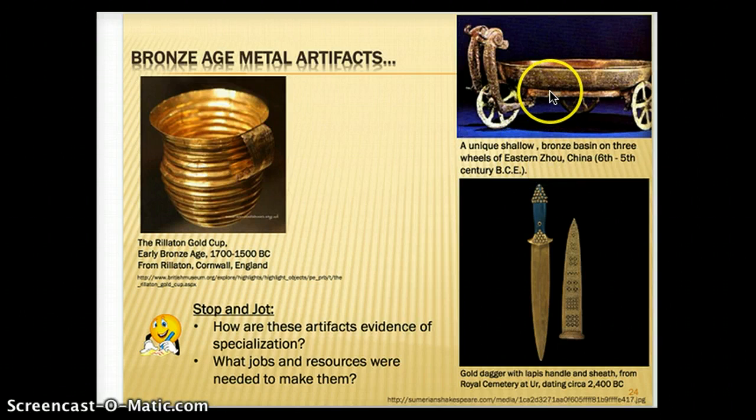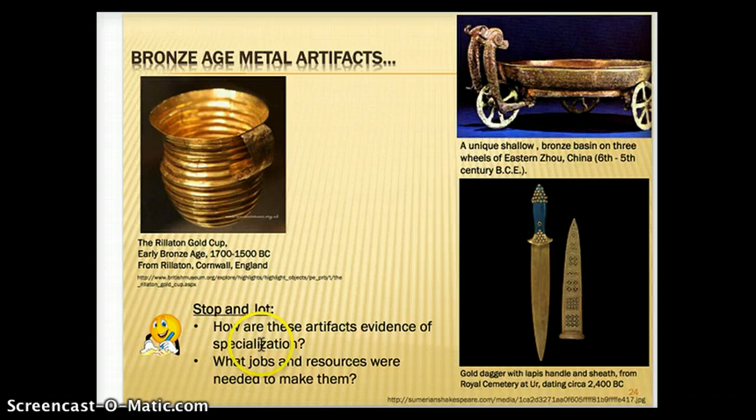Next, you see in the upper right here a unique shallow bronze basin on 3 wheels of the Eastern Zhou, Z-H-O-U, which is the Zhou dynasty in China. And then down here on the bottom right, a gold dagger with lapis handle and sheath from the royal cemetery at Ur. Ur is one of the city-states of Mesopotamia, if you guys remember.